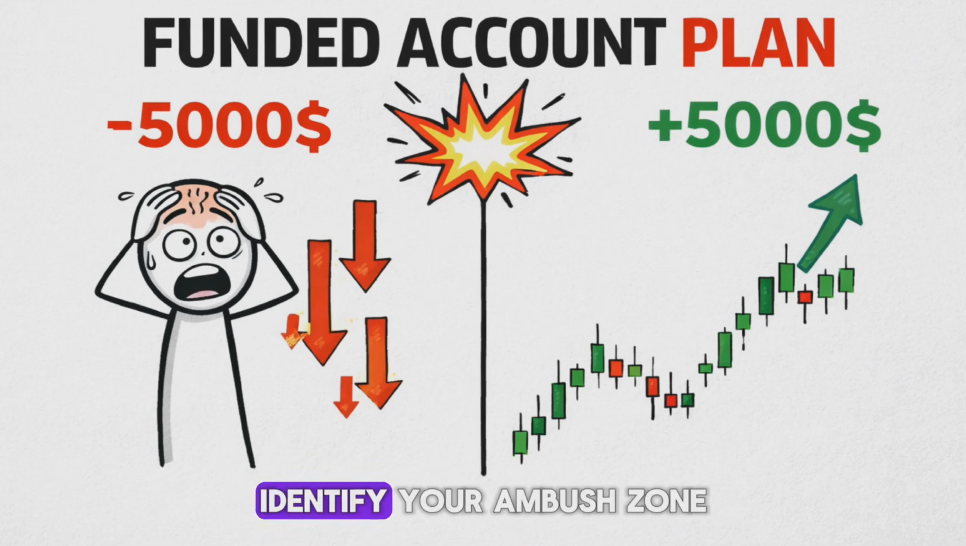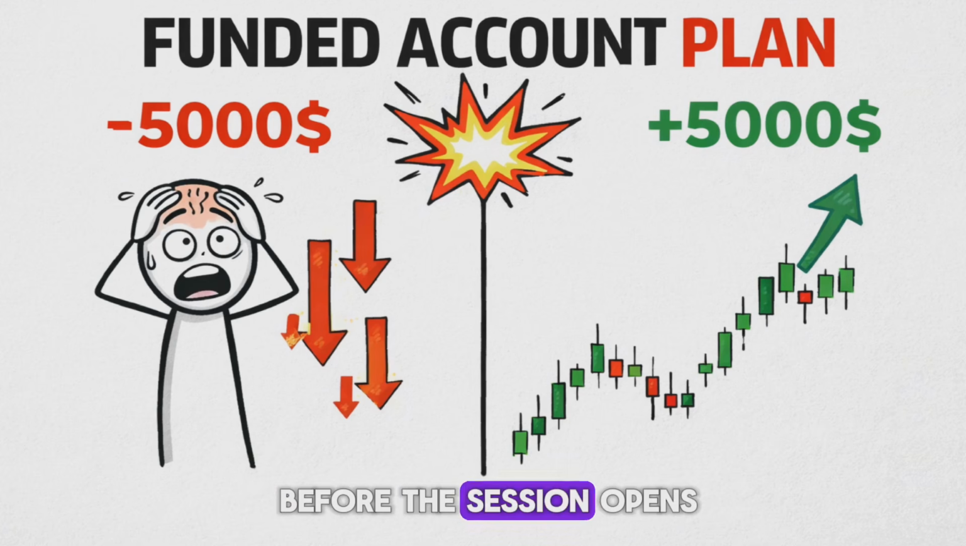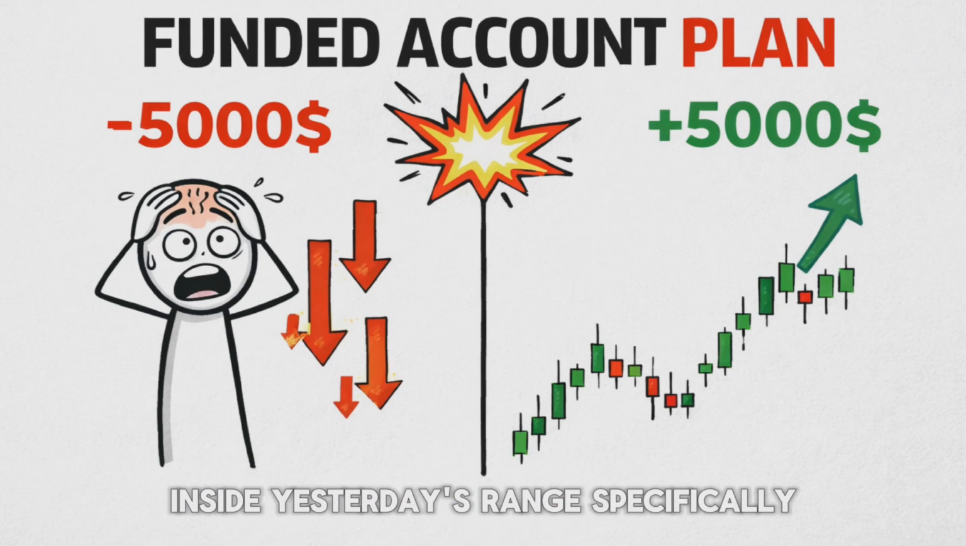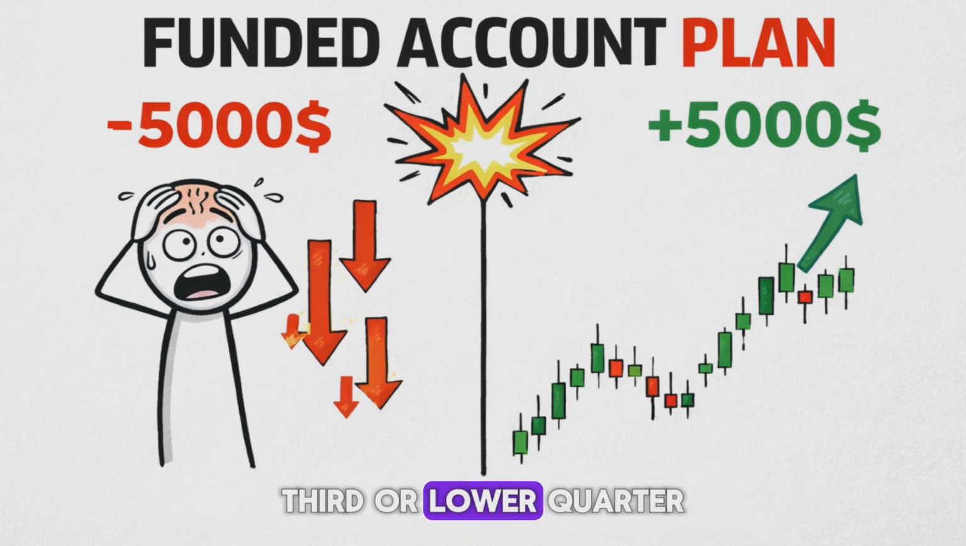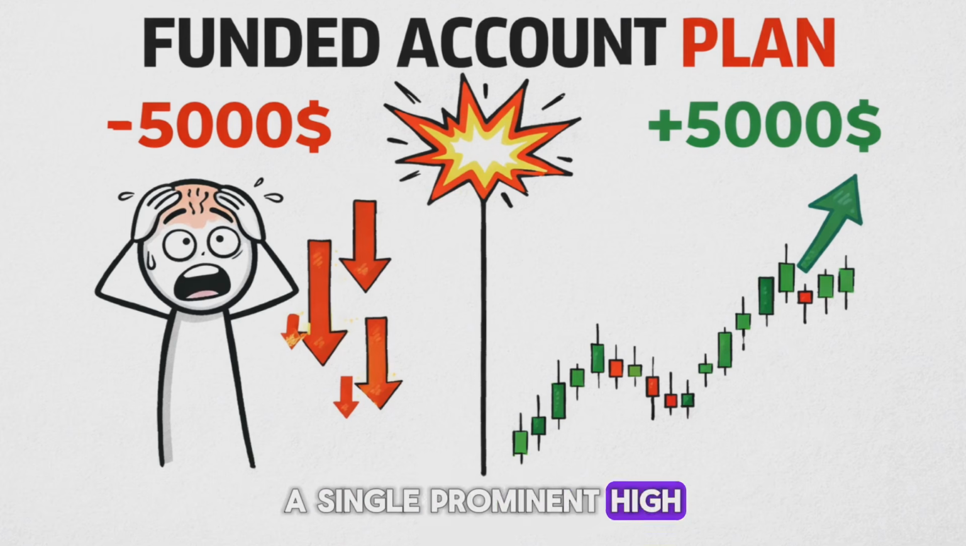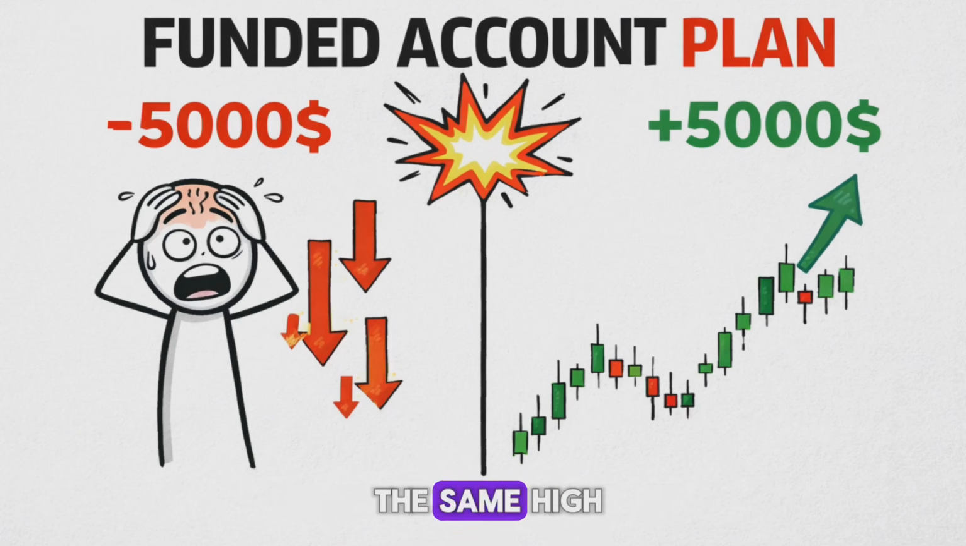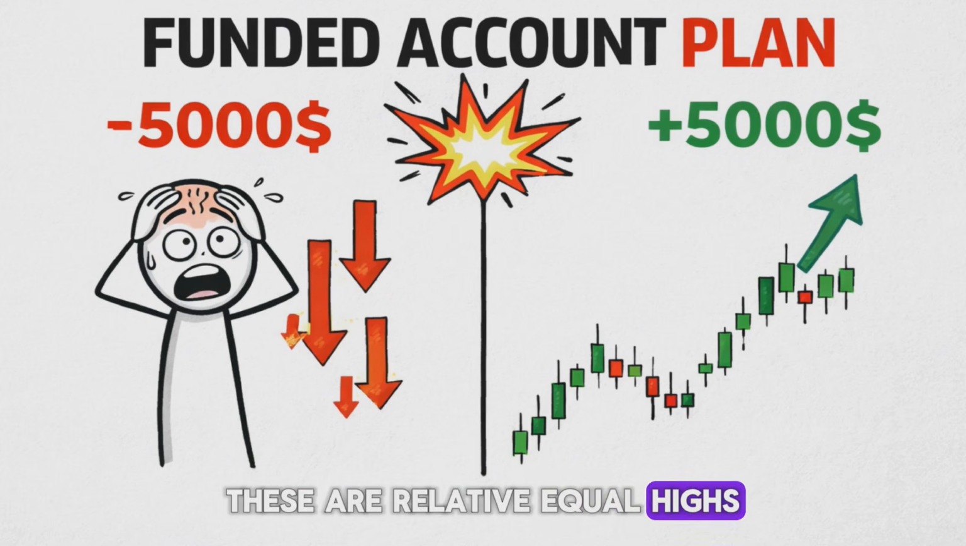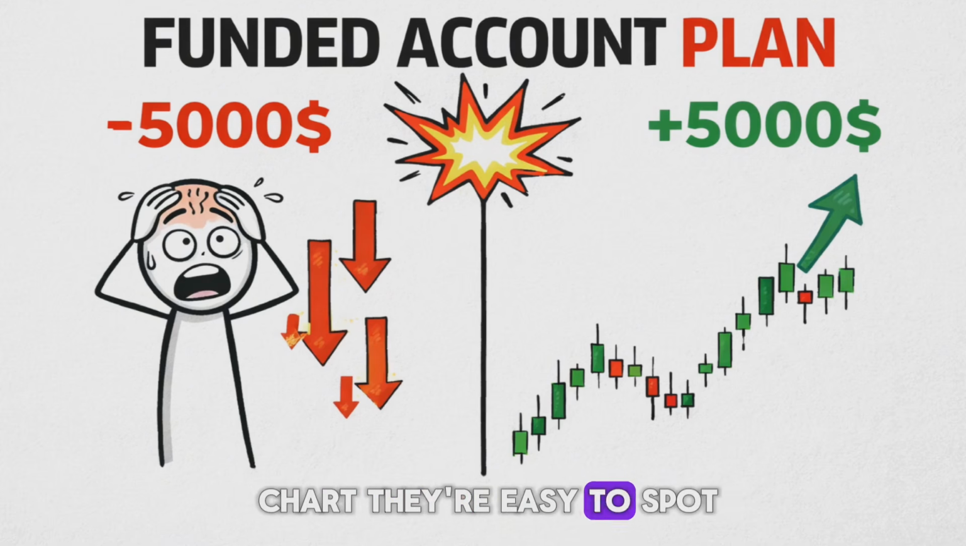Step 5. Identify your ambush zone before the session opens. Inside yesterday's range, specifically in the lower third or lower quarter of that range, you're looking for a level. A single prominent high or 2 to 3 candles that hit roughly the same high. These are relative equal highs. On a 15-minute chart, they're easy to spot. On a 5-minute chart, they're even clearer.